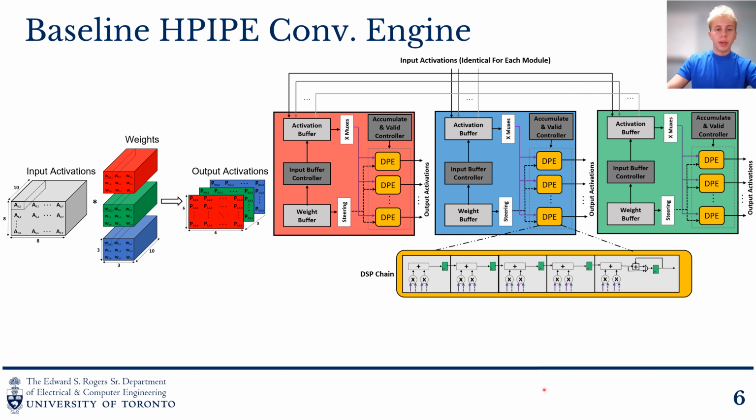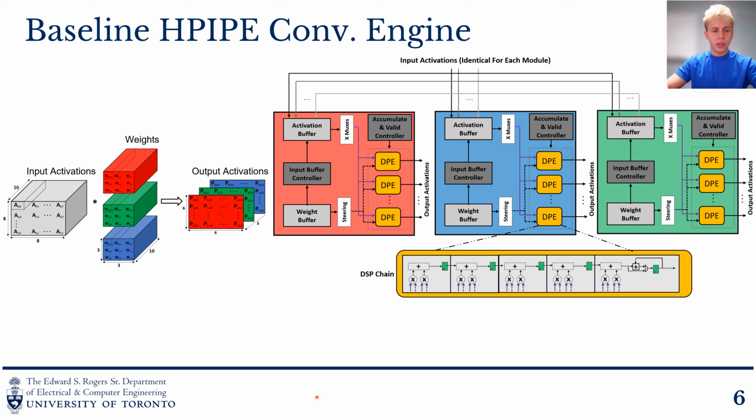So now, last bit of background info is the baseline HPIPE convolution engine. I have an example here on the left. We have our input activations, the results from the previous layer, 10 input channels. We're multiplying them against 3 different filters, red, green, and blue in this case. And we're producing an output with 3 output channels.